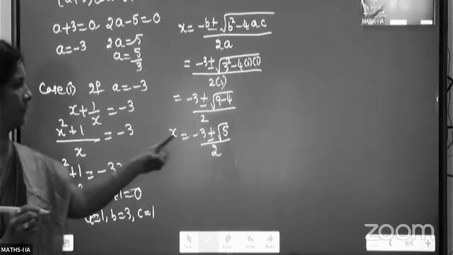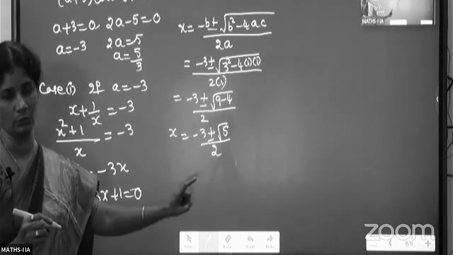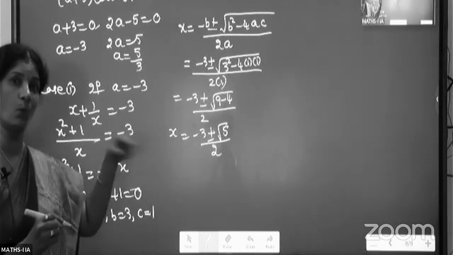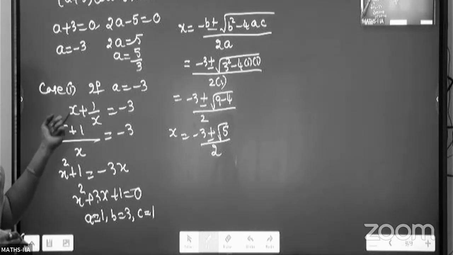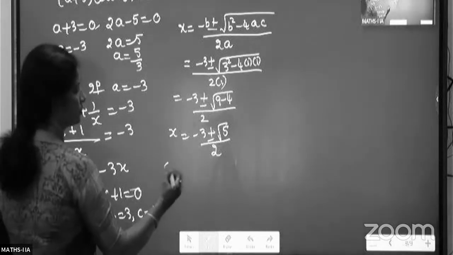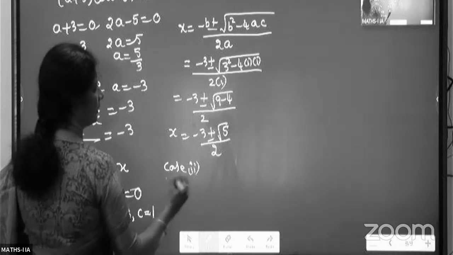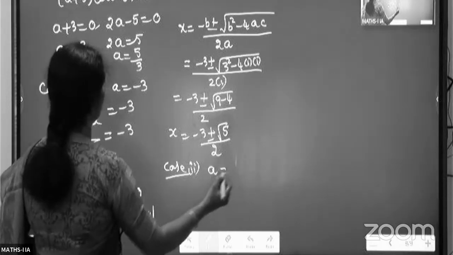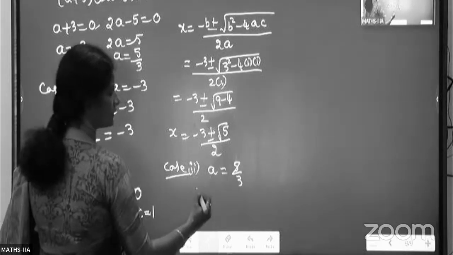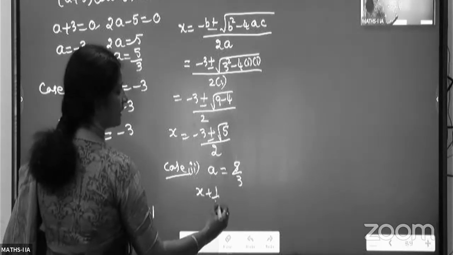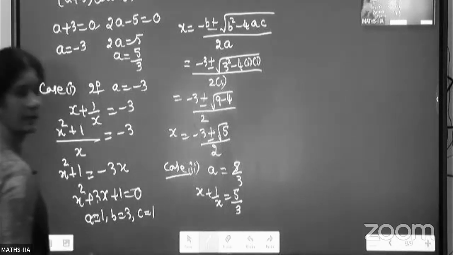If you take the plus value, one root. If you take the minus value, another root. So we got 2 roots for case 1. Next, case 2. What is case 2? What is your other value of a? a is equal to 5 by 3. But we know what a is: x plus 1 by x is equal to 5 by 3. Again, take LCM and simplify.